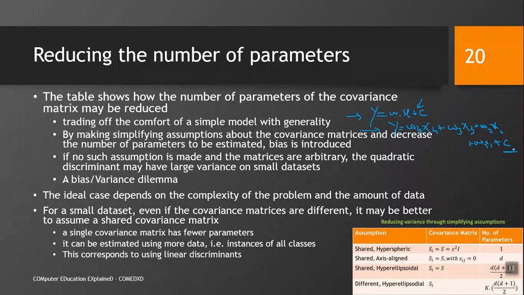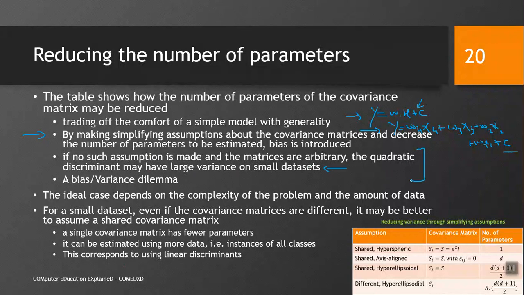The takeaway lesson is that as the model gets complex, the effect of bias has little effect. However, if the model becomes simpler, the effect of bias becomes more prominent. In other words, we can say that getting a simple model introduces a bias. So, that is the lesson from this point. If no such assumption is made and the matrices are arbitrary, the quadratic discriminant may have large variance on small data, right.